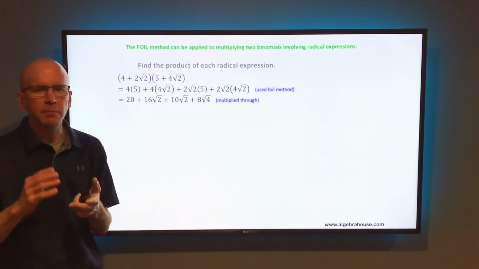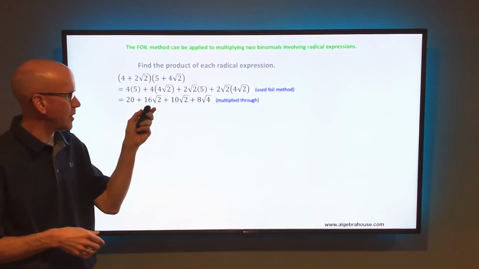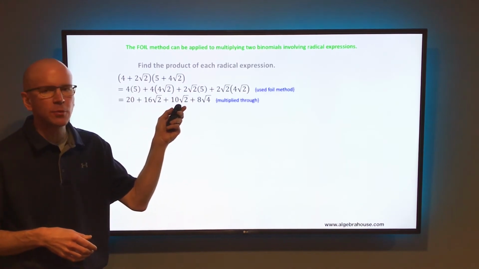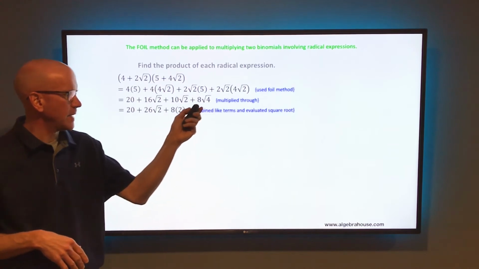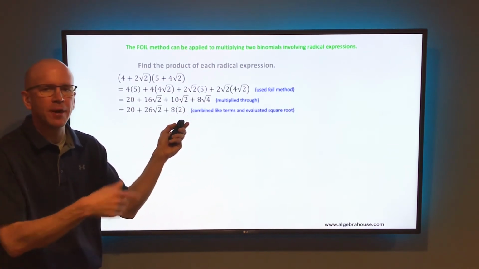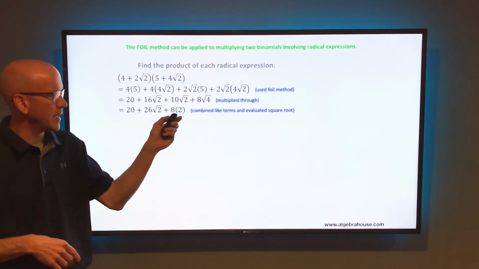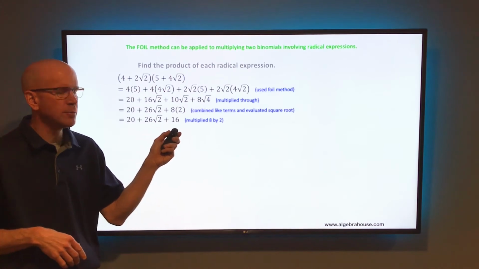So we're looking to combine like terms, looking to simplify any radicals that we can. So in the middle there, you have 16 square root of 2 plus 10 square root of 2. That would be 26 times the square root of 2. And on the end, the square root of 4, that is 2. So that'd be 8 times 2 on the end. Keep simplifying as far as you can go. On the end, that 8 times 2, that is 16. So we have 20 plus 26 square root of 2 plus 16.